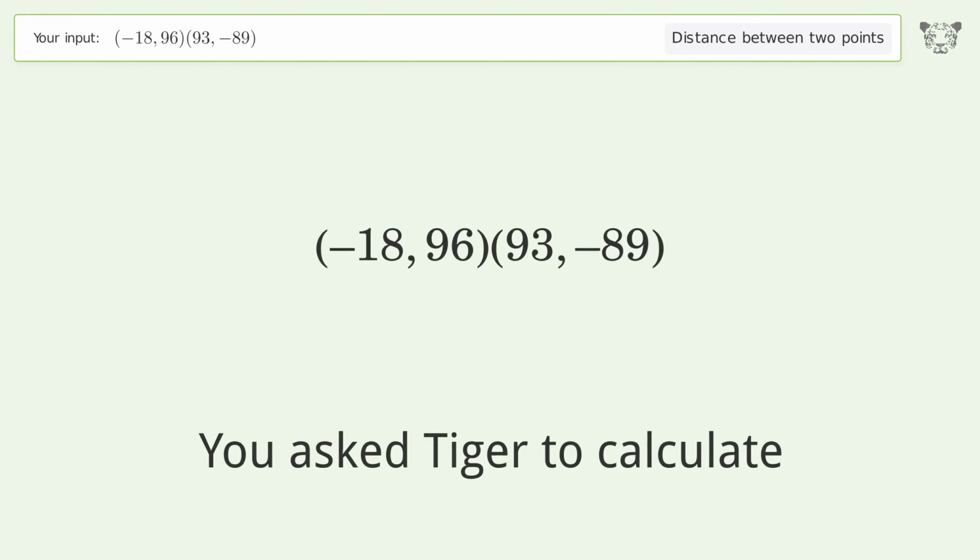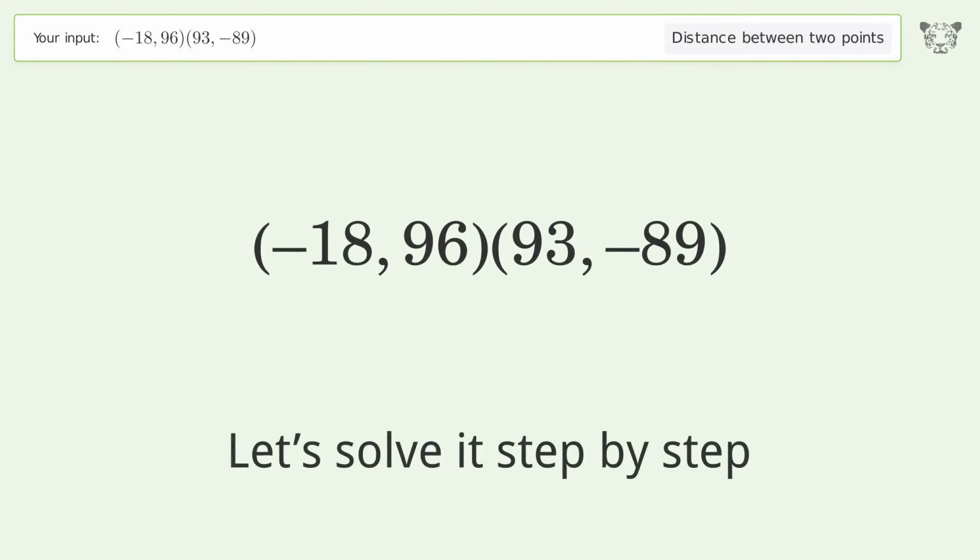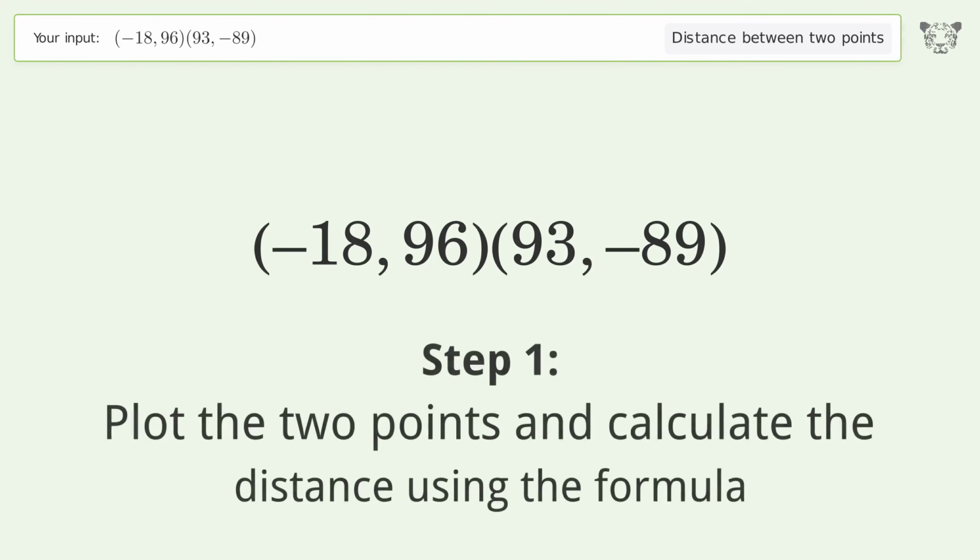You ask Tiger to calculate. This deals with the distance between 2 points. The distance between the 2 points is the square root of 46,546, or 215.745. Let's solve it step by step. Plot the 2 points and calculate the distance using the formula.